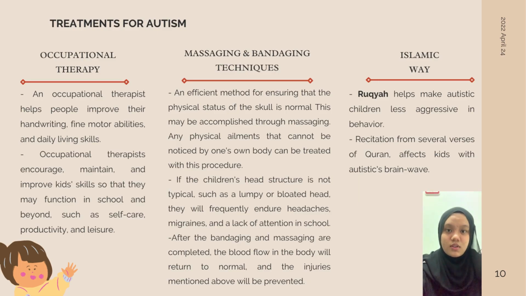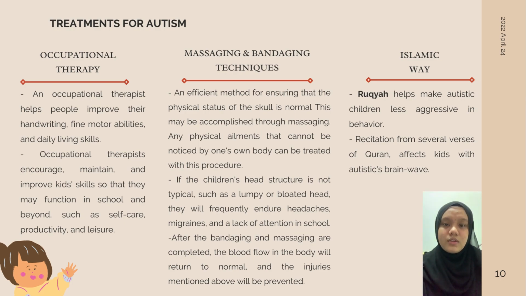Based on the interview session, the panel explained that autism can be treated in 3 ways, such as occupational therapy, massaging and bandaging technique, and also in Islamic ways. The first treatment that the panel said is occupational therapy. An occupational therapist helps people improve their handwriting, fine motor abilities, and daily living skills. Occupational therapy is also encouraging, maintaining, and improving kids' skills so that they may function in school and beyond, such as self-care, productivity, and leisure. However, the panel mentioned that occupational therapy is only focusing on patients physically, not mentally.